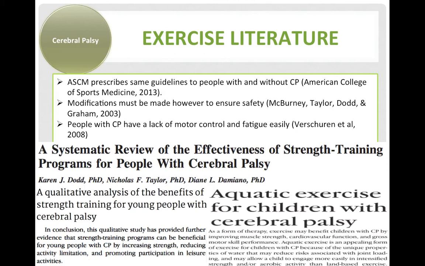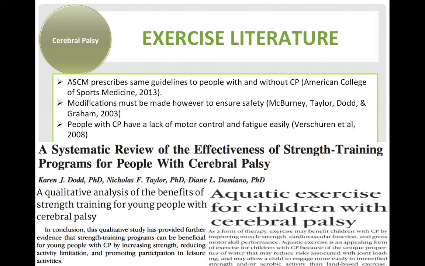A review done by Dodd et al. reviewed 11 studies, concluding that overall strength training done 3 times a week could improve strength and help motor activity in individuals with CP. Additionally, in all the studies done, there are no reported side effects as well.